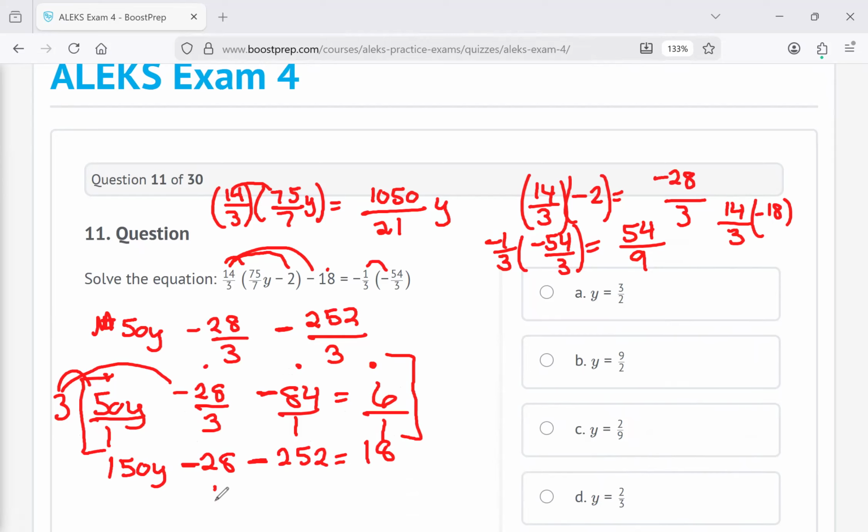And then before, let's see. We can combine the -28 and the -252. That's -280 equals 18. And then add 280 to both sides. 150y equals 280 plus 18, which is 298. Divide this by 150.